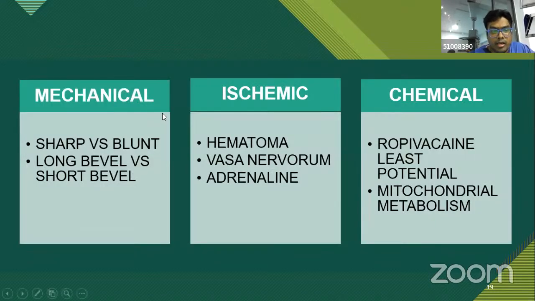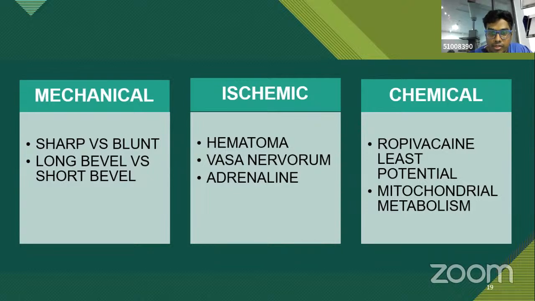Now the mechanical, if you see the sharp and the blunt needles, of course the sharp needle is going to produce more nerve injury, and blunt is going to be less. But if this blunt needle goes into the intraneural, intrafascicular injection, then the injury produced by the blunt needle is more than the sharp needle. As such, the sharp needle is going to cause you injury when you are in the intraneural position, but blunt will cause more damage than the sharp when it is in the intrafascicular region. Now, of course, long bevel and short bevel. Long bevel is going to cause more injury, so use short bevel and blunt needles in order to have a safe practice of regional anesthesia.